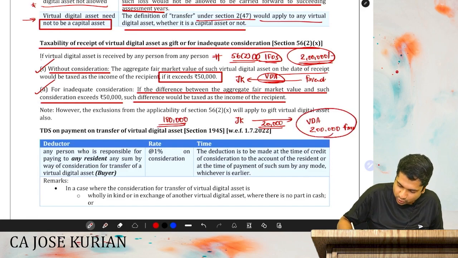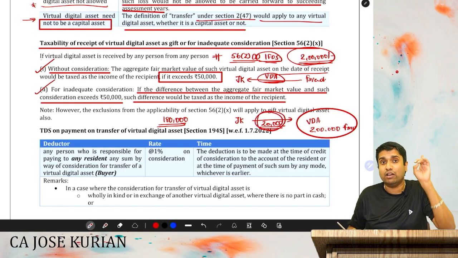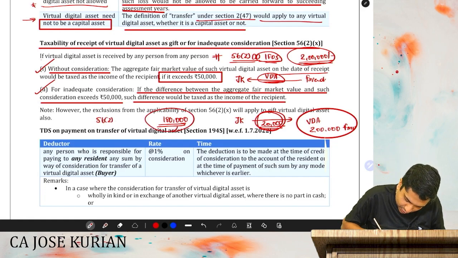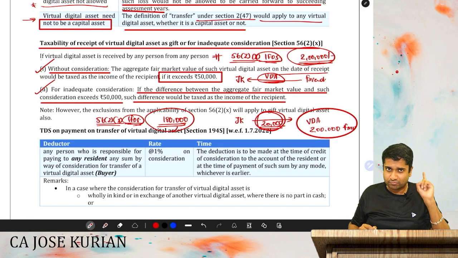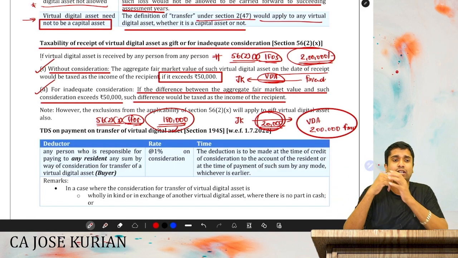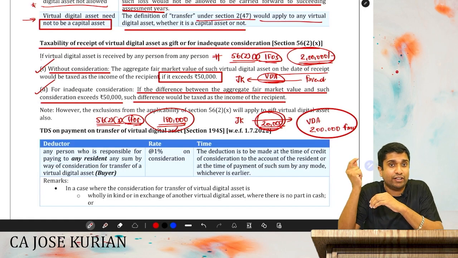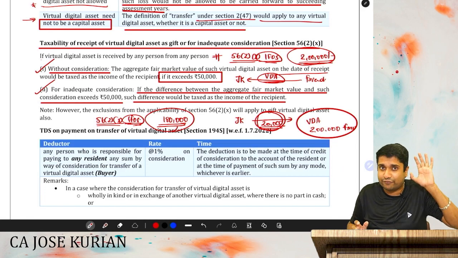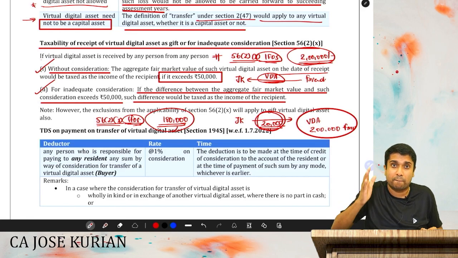The fair market value was 2 lakh and I've paid only 20,000. So the benefit which I received is 1,80,000 and that will be taxable under section 56(2)(x) under IFOS, that is income from other sources. So there are two scenarios. Number one, I'm receiving a virtual digital asset without consideration. If I'm receiving a virtual digital asset without consideration, then friends, tell me what is the treatment? If the fair market value exceeds 50,000 rupees, then the entire value shall be taxable in my hands.